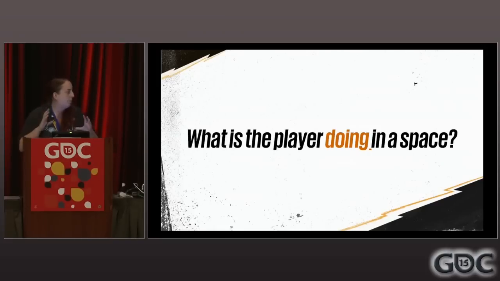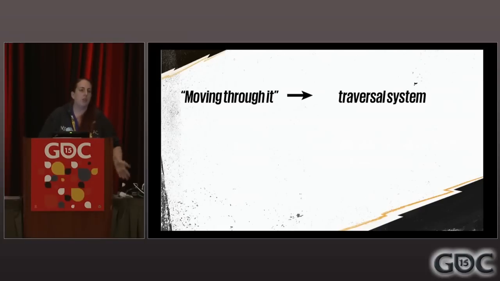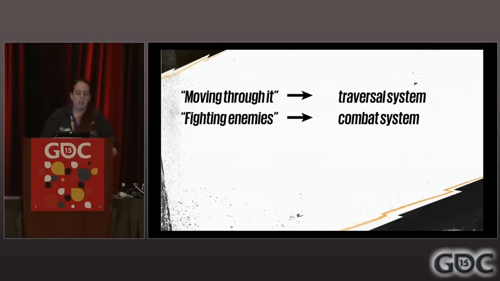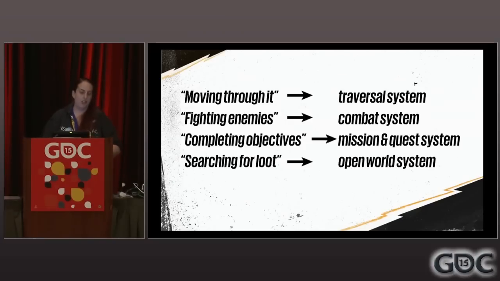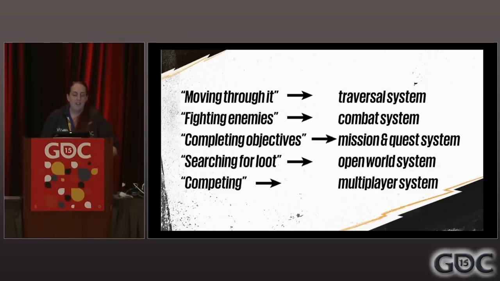But we could design for one set of them. So some of these verbs might be a player moving through the space. They're moving, they're traversing. That's the traversal system. And they're fighting enemies. Well, that's the combat system. And they're completing objectives. That's a mission or quest system. And they're searching for loot. That's an open world system. And they're competing or cooperating. And that's a multiplayer system.